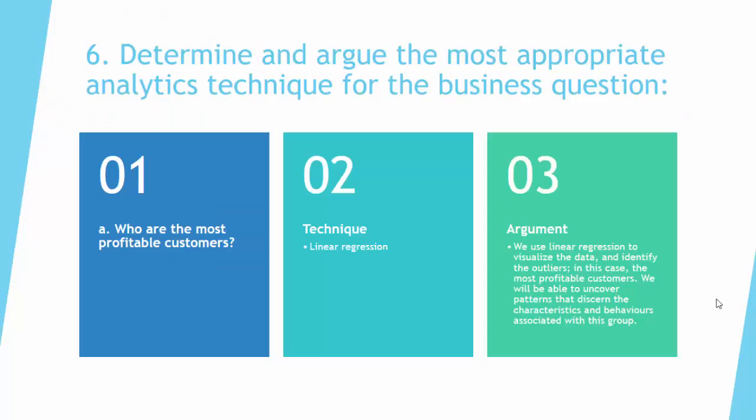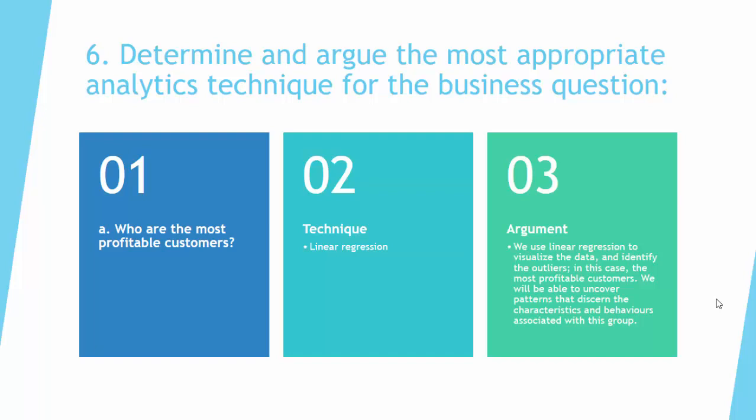And also, data mining involves an overwhelming amount of data, and there is possible misuse or misappropriation of the data. Question 6. We must determine and argue the most appropriate analytics technique for answering the following business questions. Question A. Who are the most profitable customers? The technique we agreed on using is linear regression. We choose to use linear regression because there is a need to visualize data. The most profitable customers are also outliers. In this way, linear regression is appropriate for identifying them.